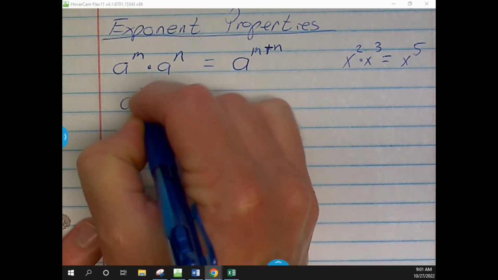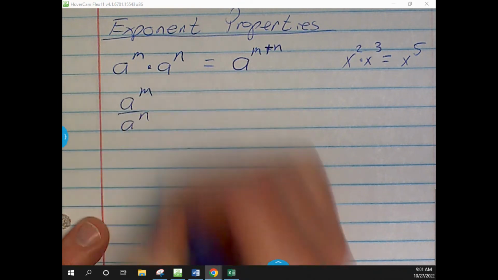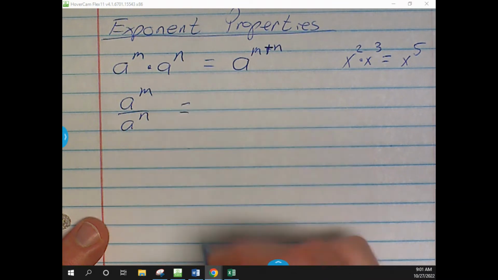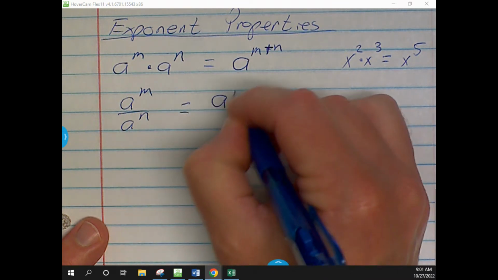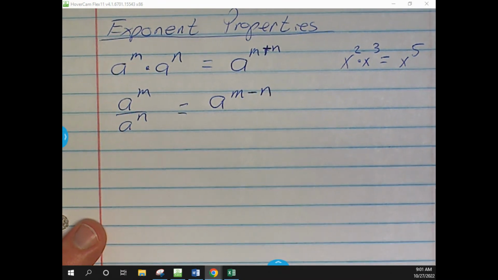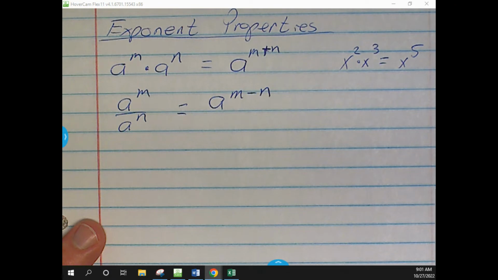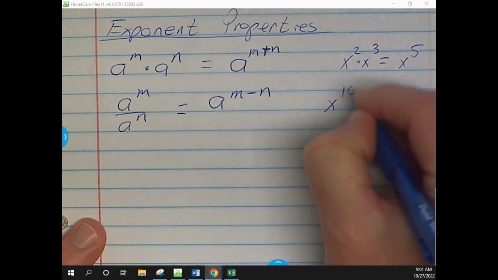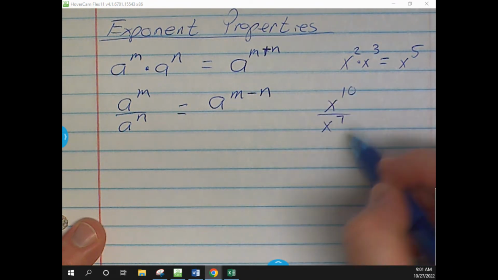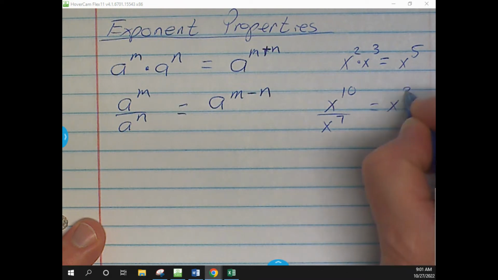If you do division, then you have to subtract the exponents. I think these are the two that you've done for a while, so it's not really anything new. It's just to go back and remind you. So if you had x to the 10th over x to the 7th, you would subtract 7 from 10 and get x to the third.